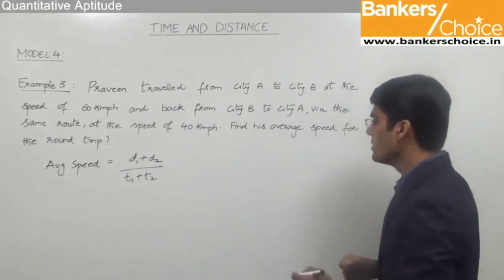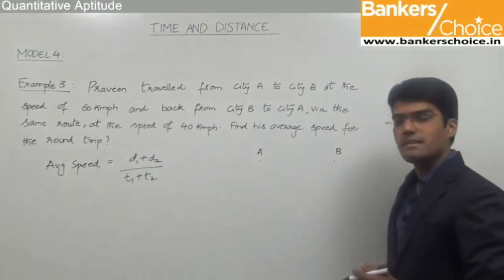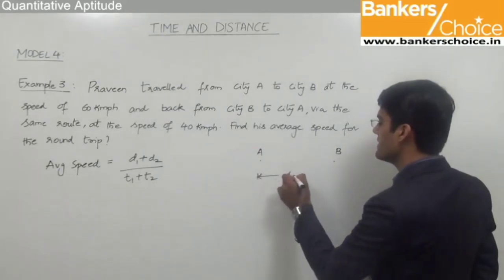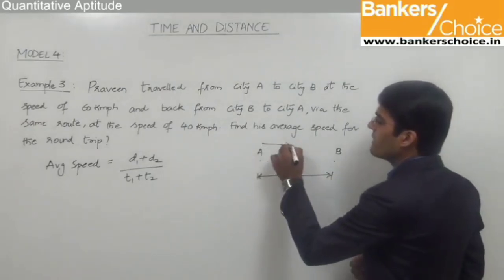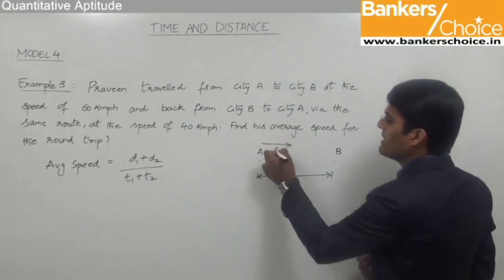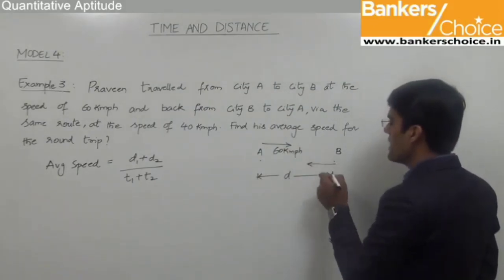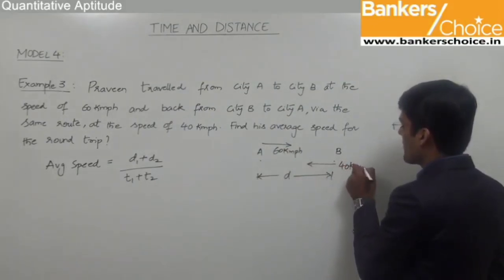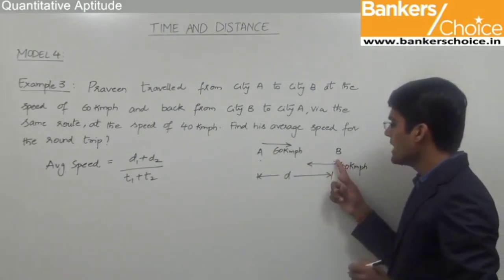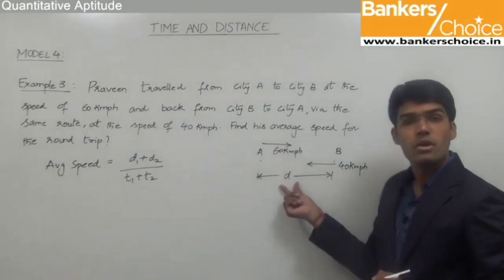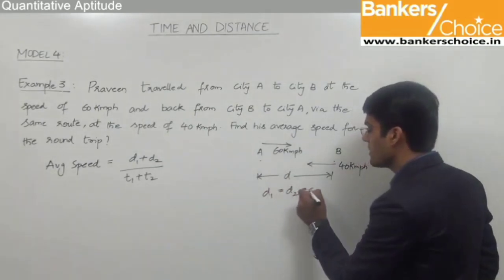Now an important point to be noted here is, let us assume that these are the two cities, city A and city B, and the distance between these two cities is equal to d. Now as the question says, while moving from city A to city B, Praveen travelled at the speed of 60 kilometers per hour, and while going back from B to A, his speed was 40 kilometers per hour. The important point is, in both the parts of the journey, that is from A to B and back from B to A, the distance covered was equal. That means nothing but d1 is equal to d2 is equal to d.